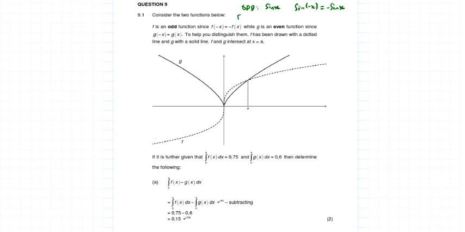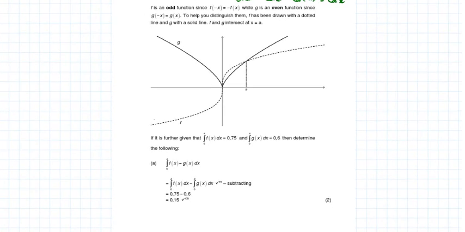And cosine x, as a good example, is an even function. Why? Because cosine of negative x is cosine x. Okay, so or a parabola x squared is an even function as well. Anyway, so they are given and they intersect at a. Good. So we have the integral of f from 0 to a, and that's 0.75, and the integral of g from 0 to a is 0.6. So what is f minus g?